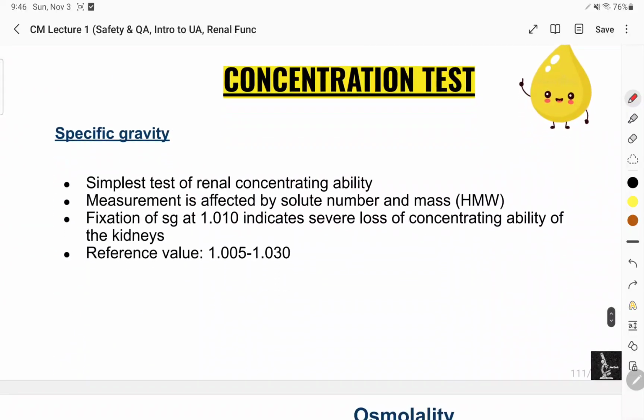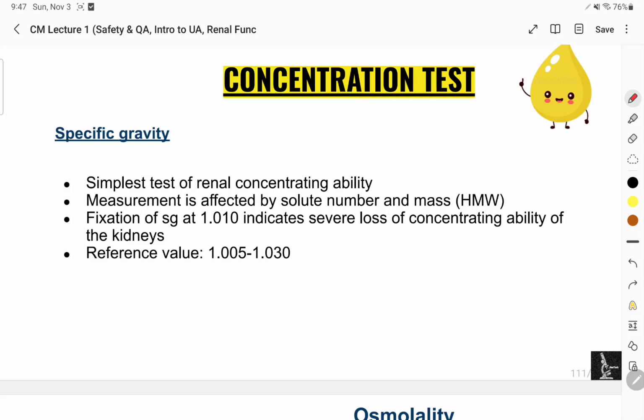So again, ganina nagkwenta ta mga concentration test karon. We have the specific gravity. This is the simplest test of renal concentrating ability. Okay? So it measures and is affected by the solute number and mass. So pila ka buok solute ug ang mass imo per solute. And please take note of this.